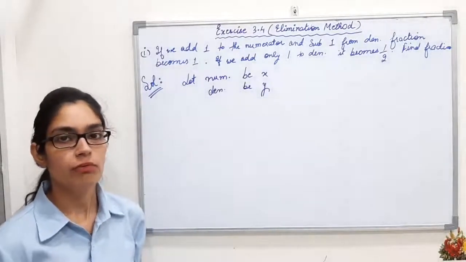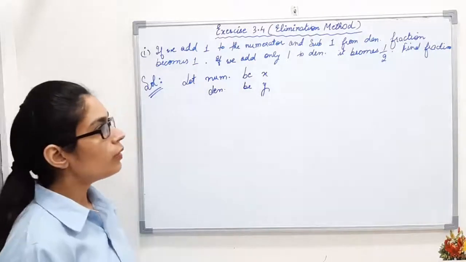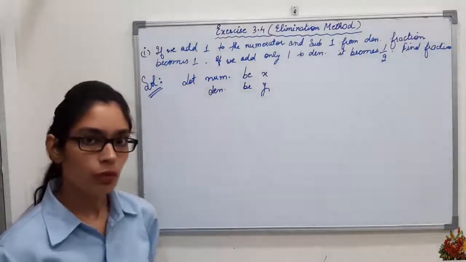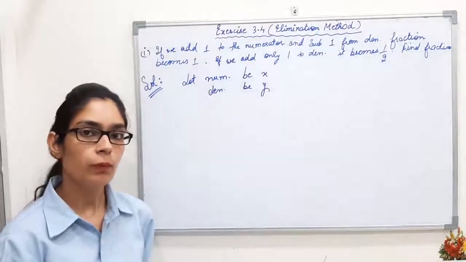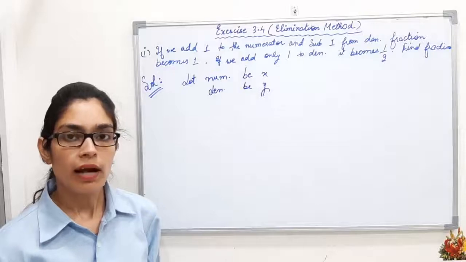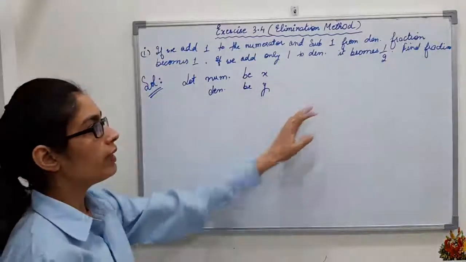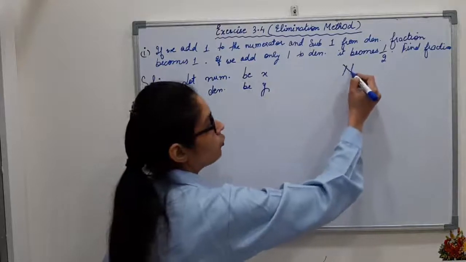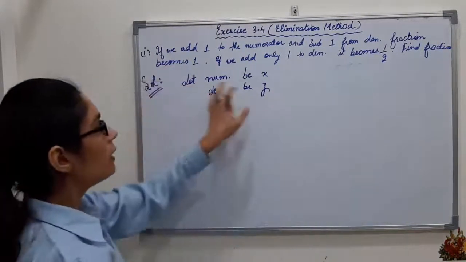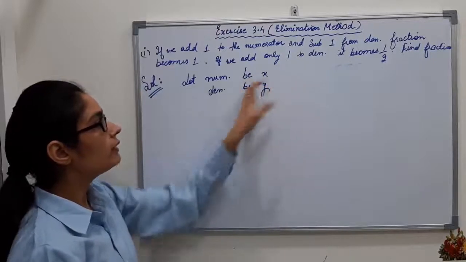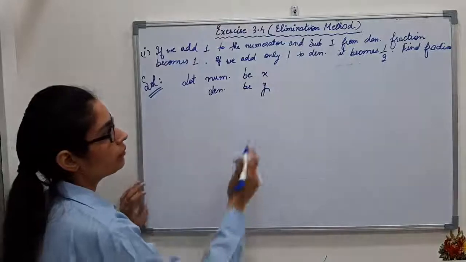In a fraction we have two things, numerator and denominator. I told you, you have to focus on what thing you have to find. Whichever thing you have to find, mostly that thing only you have to assume in your two variables. So we have to find the fraction. Your fraction has numerator and denominator. So let's assume numerator be equal to x and denominator be y. So this part is finished.